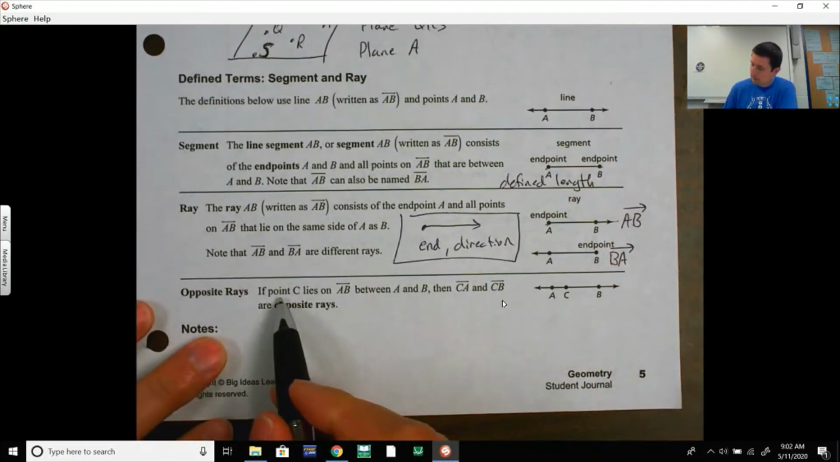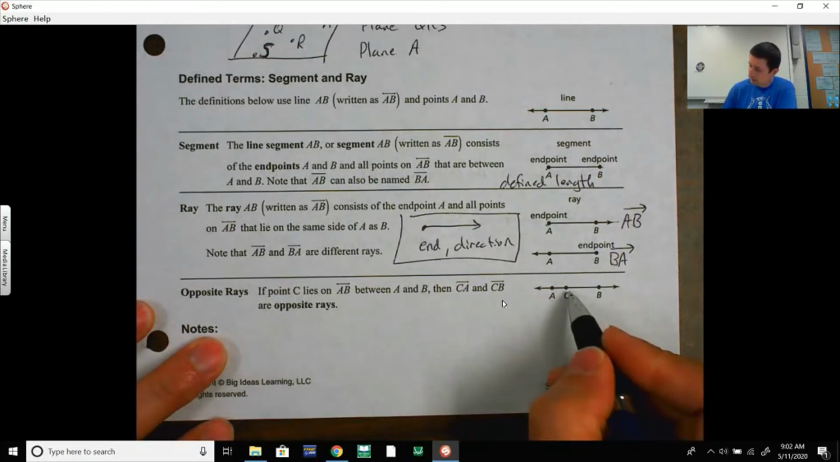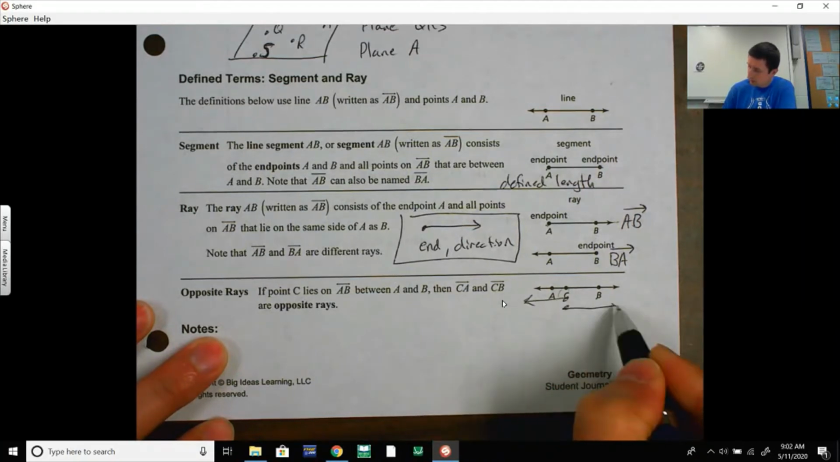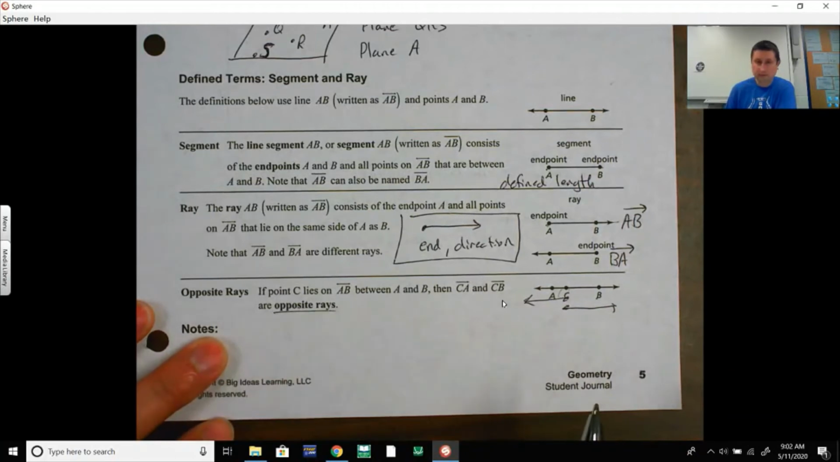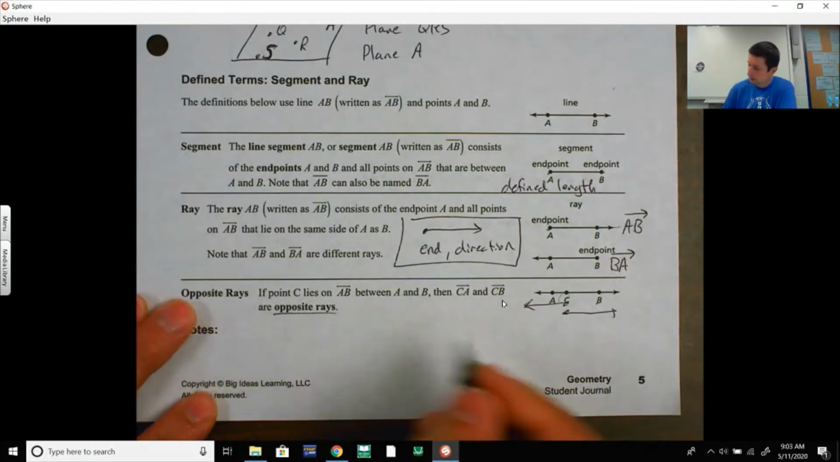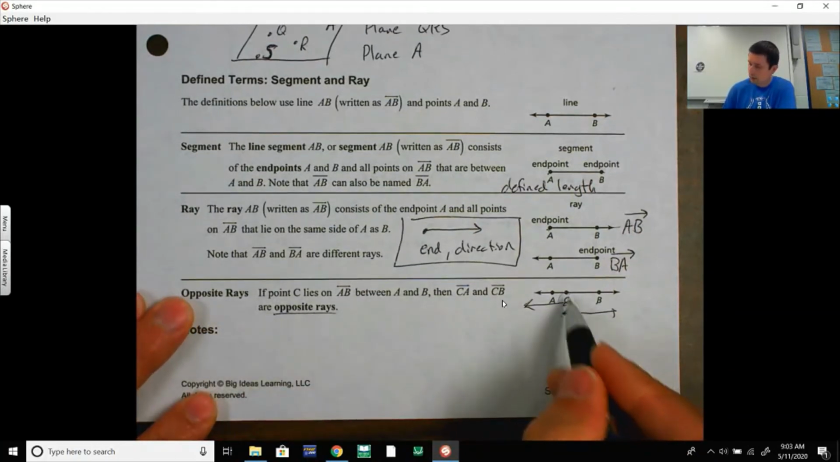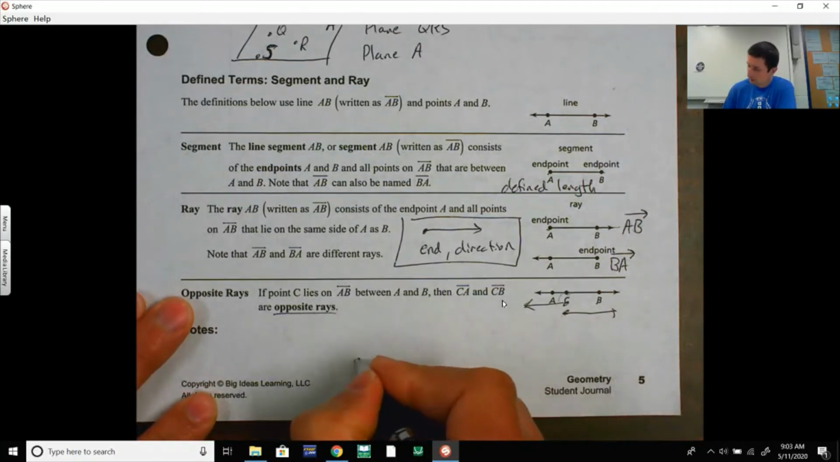Opposite rays: if point C lies on AB between A and B, so here's point C between A and B, CA going this direction and CB going this direction are called opposite rays. Okay? So you notice they have the same endpoint. They're pointing to the right and they're pointing to the left. Okay? So let's look at this.